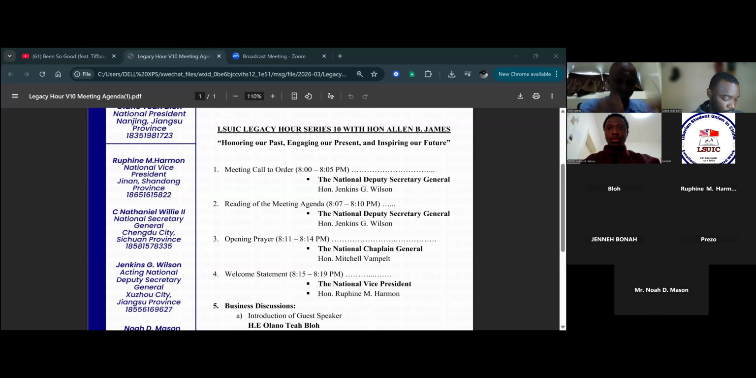Amen. Thank you, Honorable National President, for the opening prayer. Next, we have a welcome statement, and that will be done by the National Vice President, Honorable Ukraine Empowerment.